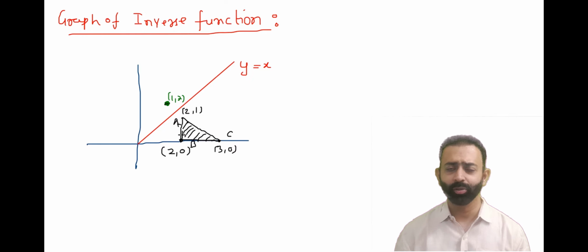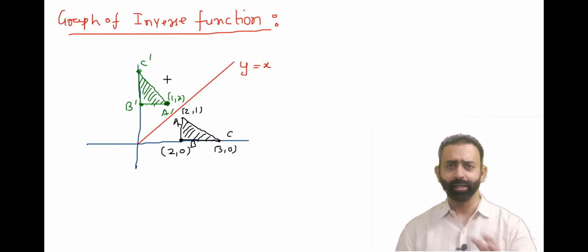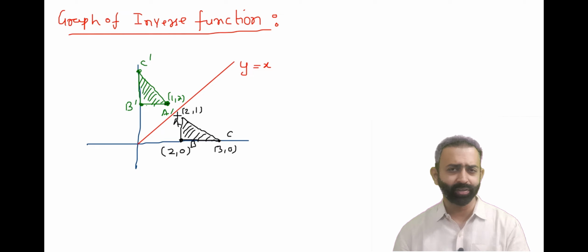This (2, 0) will be (0, 2), like this, and (3, 0) will be (0, 3). So (0, 3) will be here. So I get a triangle, which you can see from the graph also that yes, it is actually the mirror image of the triangle ABC. This is A dash, this is B dash, and this is C dash. Clearly, it is a mirror image of triangle ABC.